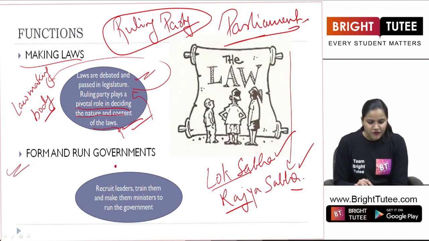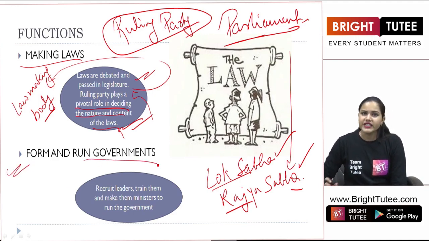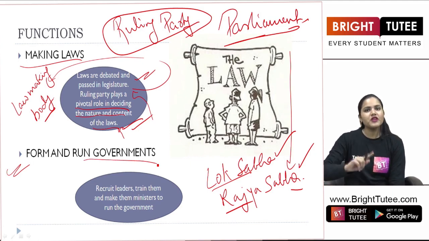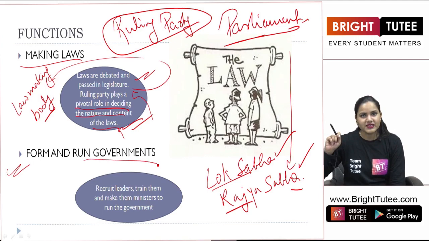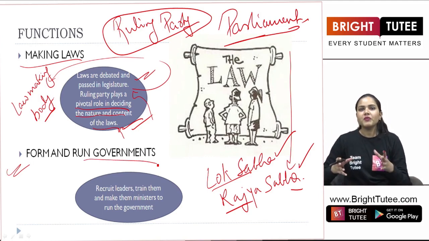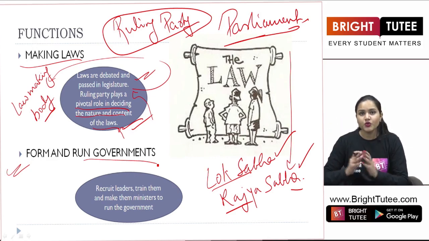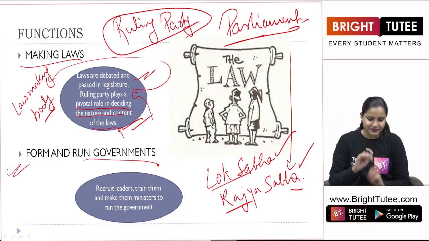Next function is to form and run governments. Definitely, students, whenever we are talking about political parties, we are relating it to the elections, right? So, in elections, what is happening? Different political parties, they are sharing their policies, their programs to be initiated when they become the ruling party, in order to win any election, right?